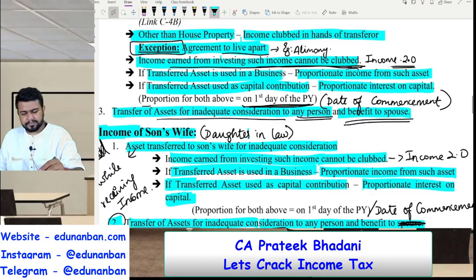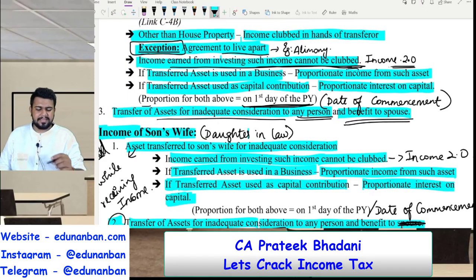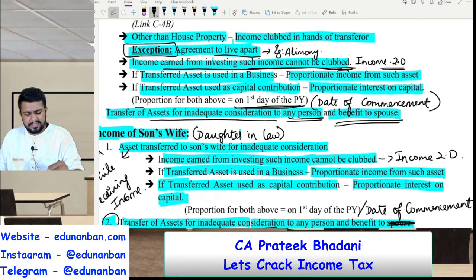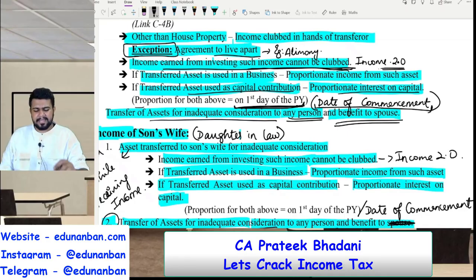Next, if the transferred asset is used in a business, then the proportionate income from such asset will be clubbed. Or if the transferred asset is used as capital contribution, then proportionate interest on capital will be clubbed. However, for the proportion, you should take the first day of the previous year or the date of commencement of the business, as the case may be.